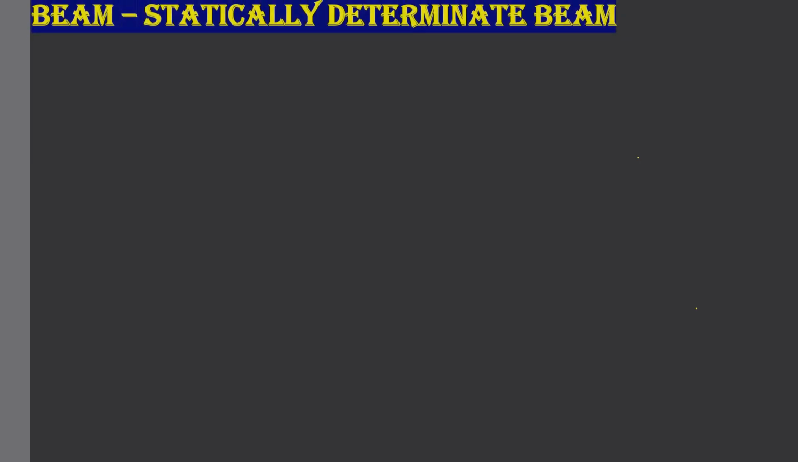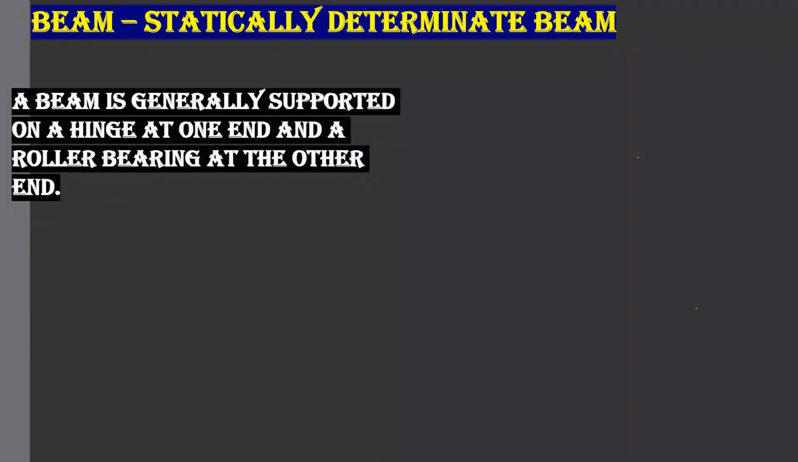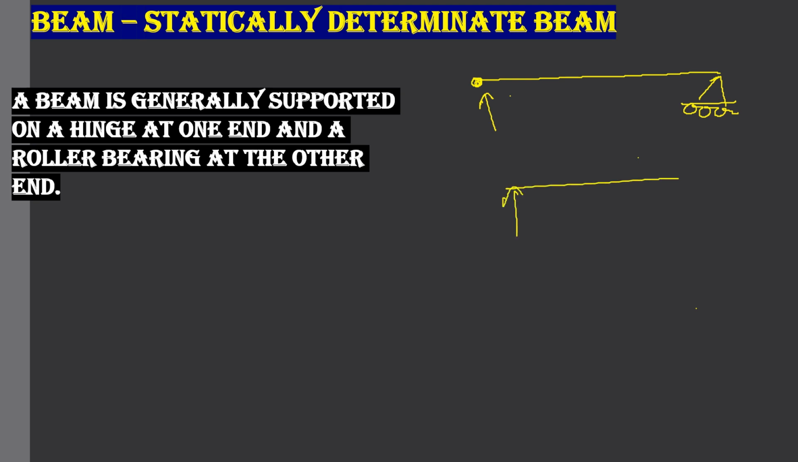Let us see what a statically determinate beam and an indeterminate beam are. First of all, a statically determinate beam. Normally, a simple beam is one which is supported by a hinge on one end and a roller at the other end. Such a beam can be called a simply supported beam.